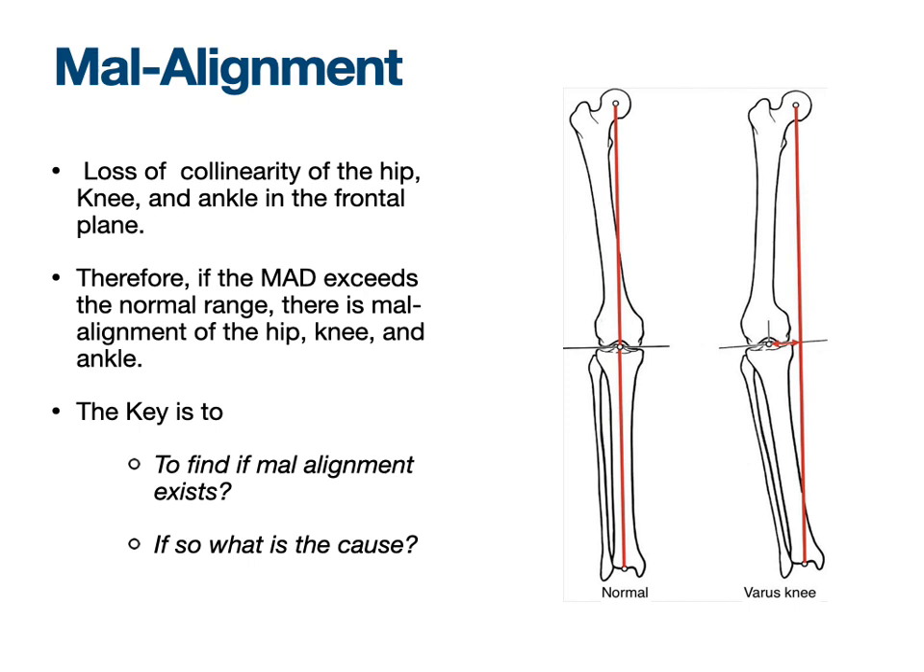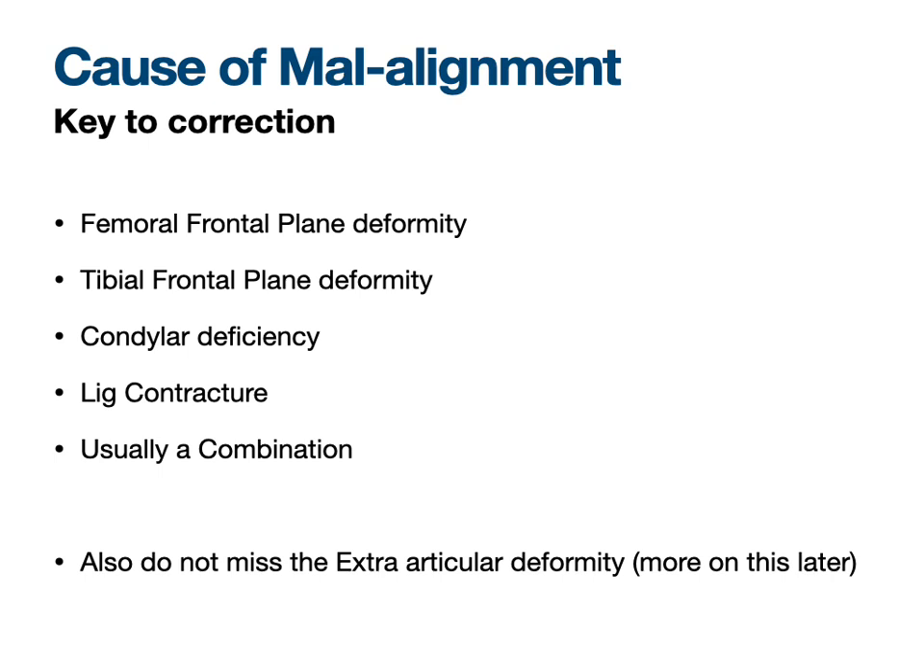knee joint. Once you are sure that it's a varus deformity, you find out what is the cause of this malalignment. And this is very important because people group all malalignment in one place. It is important because that's the key to correction. So you identify whether the malalignment is a femoral frontal deformity, a tibial frontal deformity, a condylar deficiency, or is it dynamic because of the ligament contracture. But remember, often it is a combination of all of the four above mentioned. And in a very small percentage of cases, it is also because of an extra-articular cause.